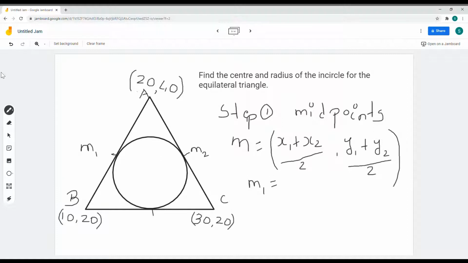I'll try and use a different ink, maybe red. All right, so since I'm starting from point A, I'll use this point as my reference x1, y1. And since I'm finding M1, this point A has to be measured with point B. So this one is going to be called x2, y2. So let me go back, change the ink. All right, so back on my formula.